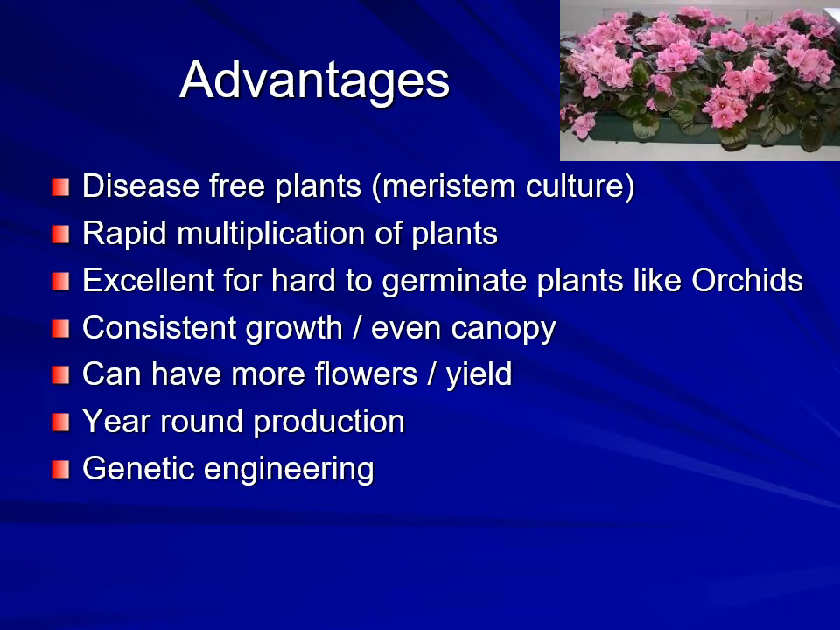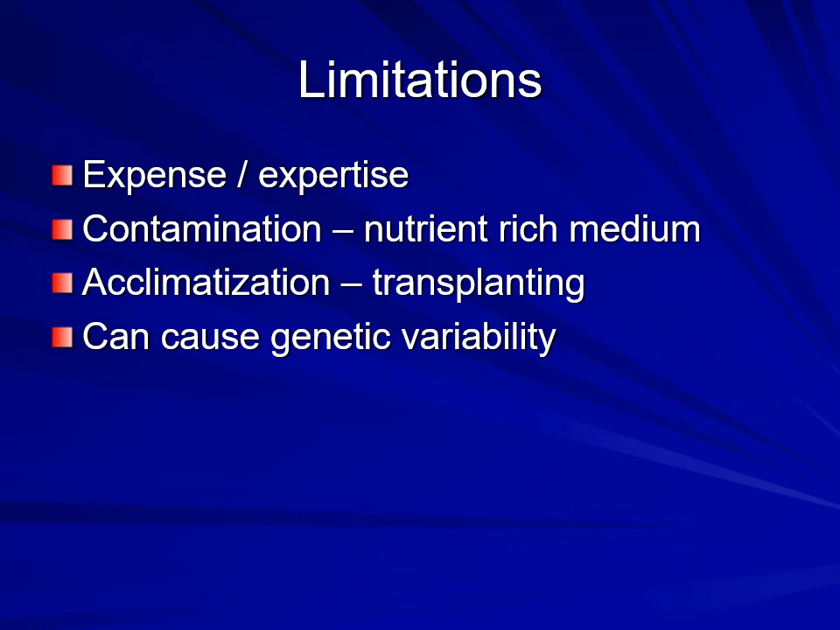You can have year-round production for crops that might otherwise need a cycle or a break. And again, I mentioned before, tissue culture can also be used to rescue genetically engineered plants. Limitations: it's expensive and requires a lot of skill. Contamination, as I think you all know, is a major concern because we have a nutrient-rich medium there, and all it takes is the tiniest spore or a single bacterium to get in there, and it will just take over.